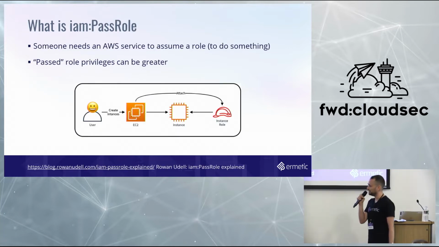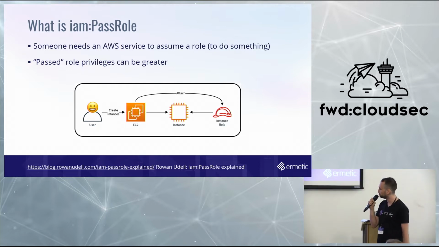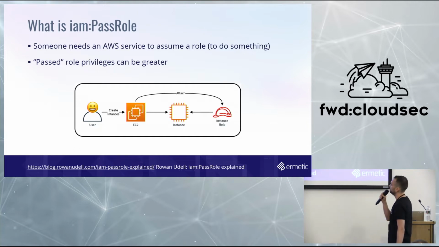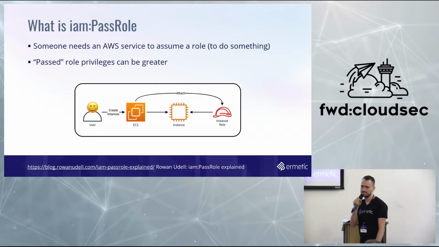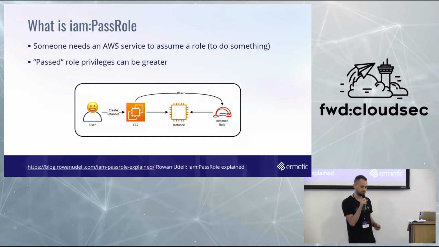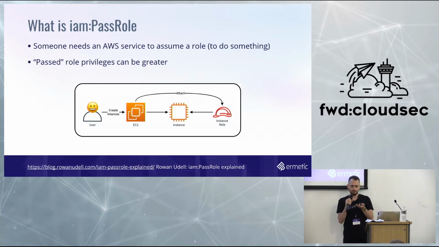Okay, so what is PassRole? And shout out to Rowan Adele for mapping this. If you want to learn more about PassRole, the link at the bottom is to his great blog post about it. So PassRole is what happens when someone needs an AWS service to do something for them, in their stead, in their name. In order to do that, you need to set up the service actor, whether that's an EC2 instance, a Lambda function, whatever it is, and you need to grant it the permission to assume that role.